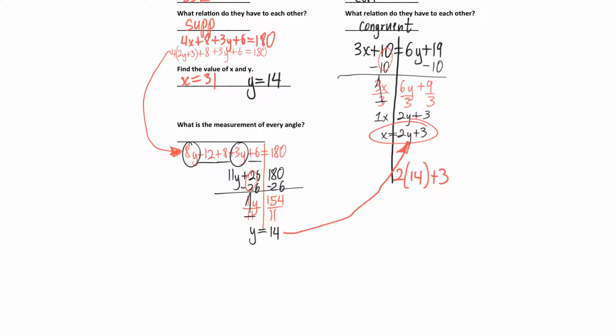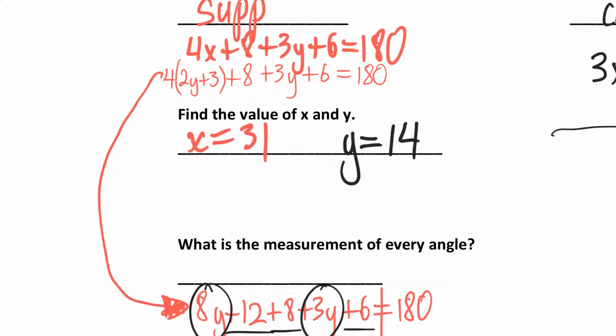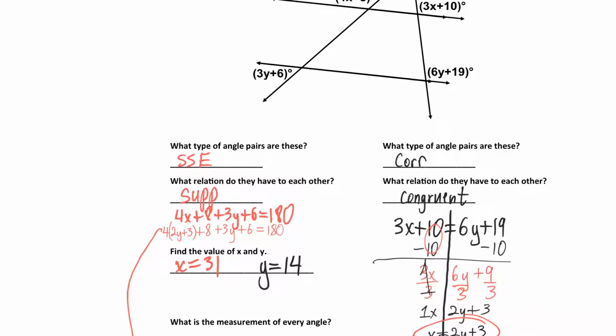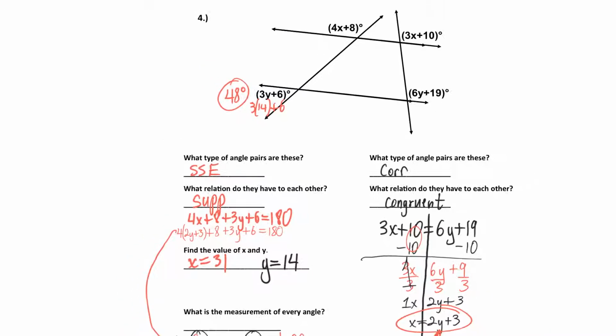Now what I want to do is find out how big these angles are. And from here it's easy. It's just plugging in to see what it is. So I've got my values of x and y right there. X is 31, y is 14. So I'm going to go back up here to this equation, 3y plus 6. What does y equal? 14. So I'm going to do 3 times 14 plus 6. Is what? 42 plus 6, I think 48. Yep. Okay.